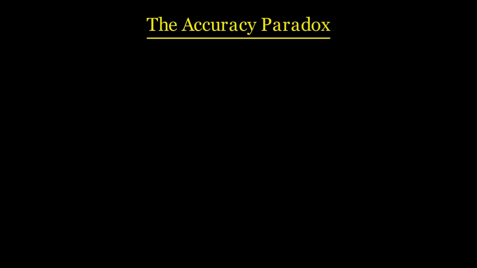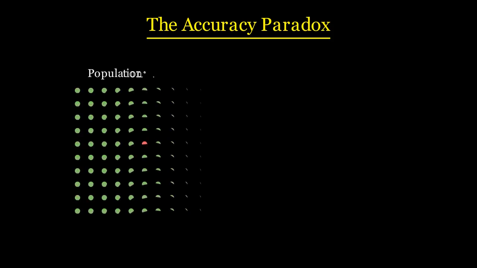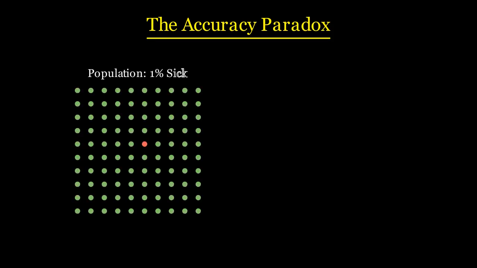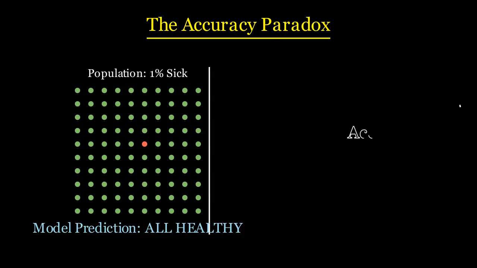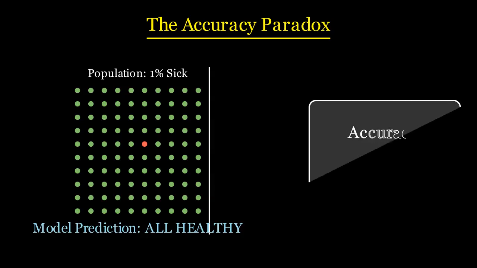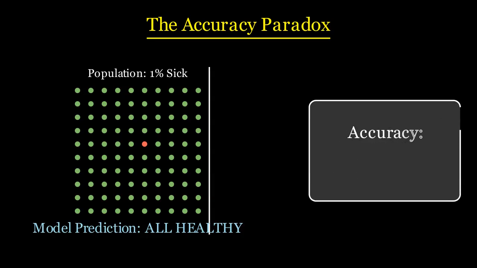Imagine you are developing a system to detect a rare but deadly disease that affects only 1% of the population. If your model simply predicts healthy for every single patient, it will be 99% accurate. Statistically, that sounds impressive, but in reality, your model is useless because it fails to identify the very people it was designed to save. This is the accuracy paradox, and it occurs whenever we deal with imbalanced datasets, which are common in fraud detection, medical diagnosis, and cybersecurity.